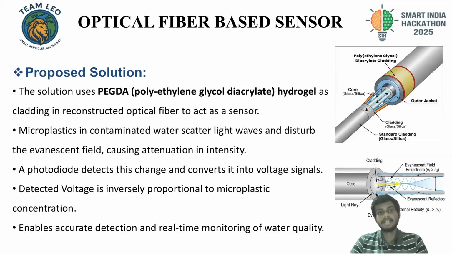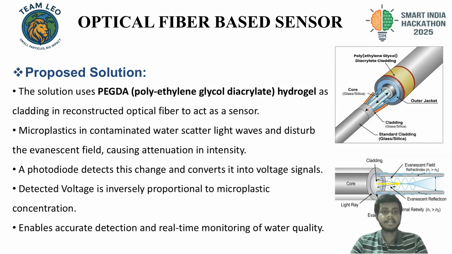Basically, here we change part of the cladding material of an optical fiber. For this purpose, we use a hydrogel named polyethylene glycol diacrylate, and it has the property of porosity. It is highly porous. It is resistant to any physical or chemical changes when it comes in contact with water. Thirdly, it is optically rarer than the core material of the optical fiber.